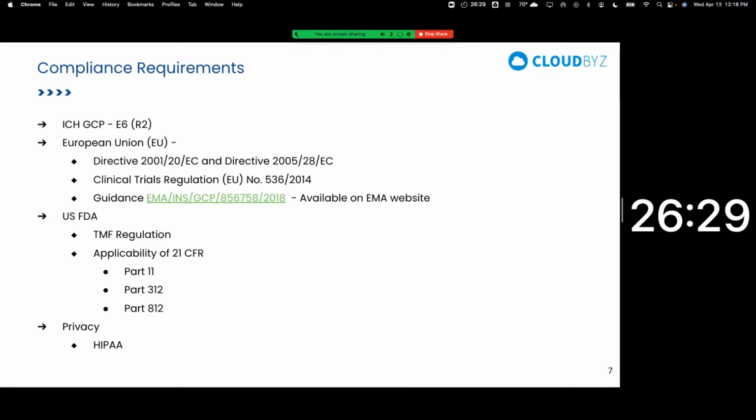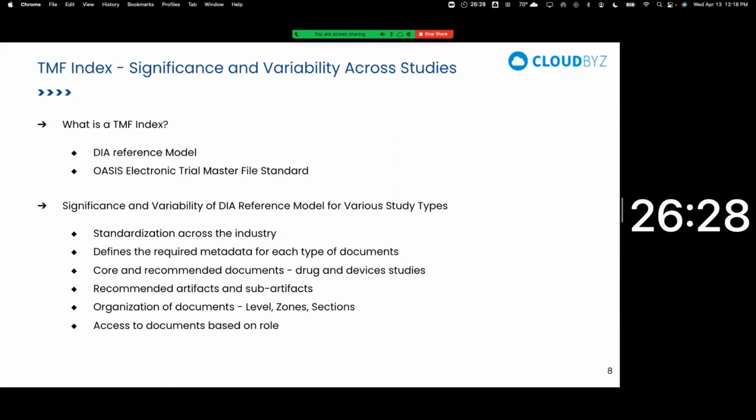Let's move to the next slide. Okay, so let's talk about TMF indices. A TMF index is a comprehensive and organized list of documents required for a trial. The requirement to maintain a TMF containing essential records was first documented in the ICH GCP. Since then, the trial sponsors, specifically the sponsors, have all struggled to identify exactly what content the TMF should contain.